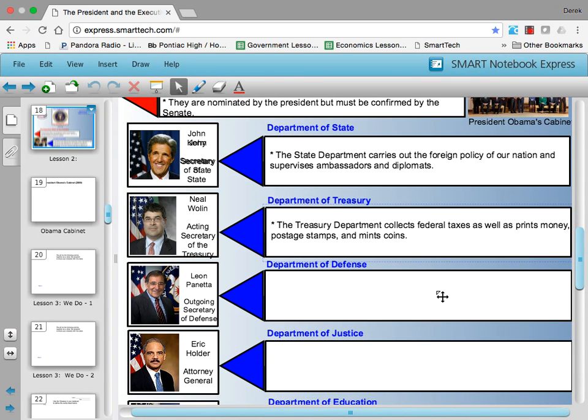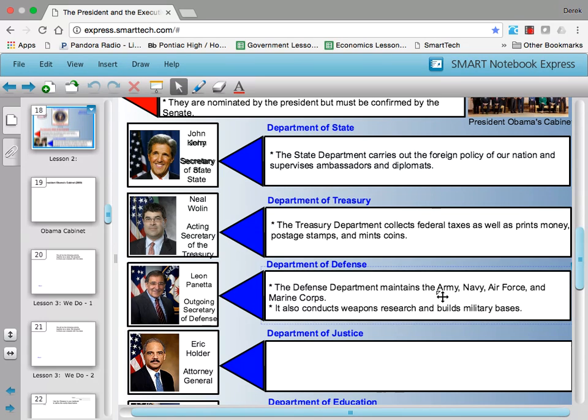Defense. More than just a barrier between you and your neighbors. Wait, no, that would be a fence, not defense. Okay, defense. The Defense Department maintains our military, that is the Army, the Navy, the Air Force, and the Marine Corps, which is kind of in its way a part of the Navy, but doesn't like to consider themselves a part of the Navy, so we'll go ahead and do them that favor and separate them out here. It also conducts weapons research and builds military bases. So the DoD, the Department of Defense, bombs, bases, and the military. Yeah, that's what the DoD does.